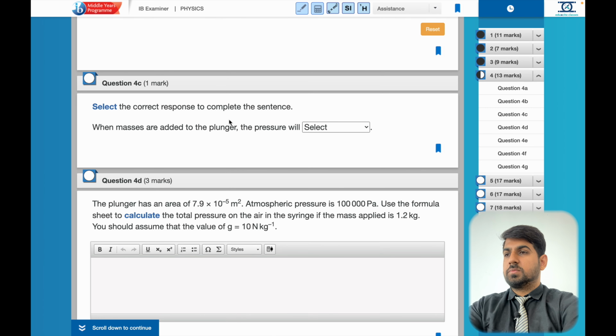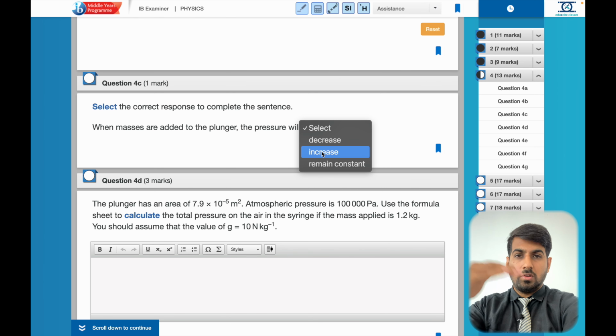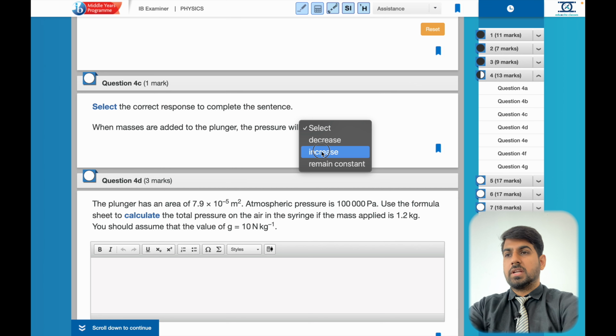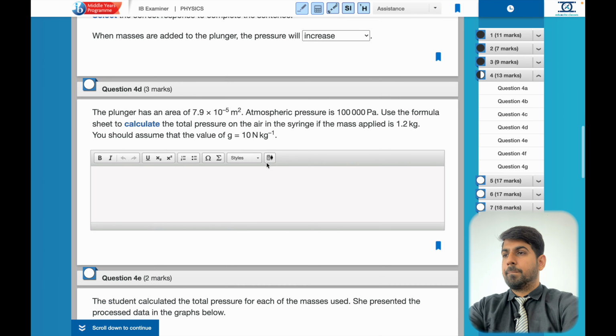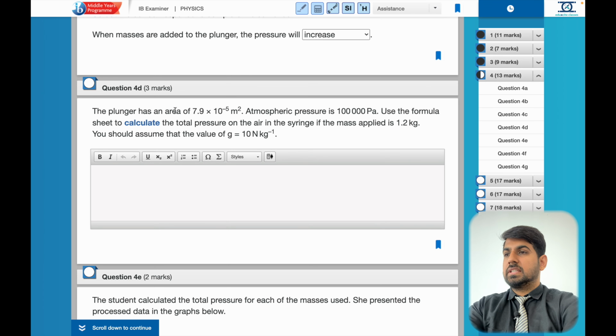Select the correct response to complete the sentence. When mass is added to the plunger, the pressure will, we know that as the volume decreases, the pressure will increase. Okay, the plunger has an area of this much. Atmospheric pressure is this much. Use the formula sheet to calculate the total pressure in the air in the syringe. If the mass applied is 1.2 kg, assume that g is equal to 10.